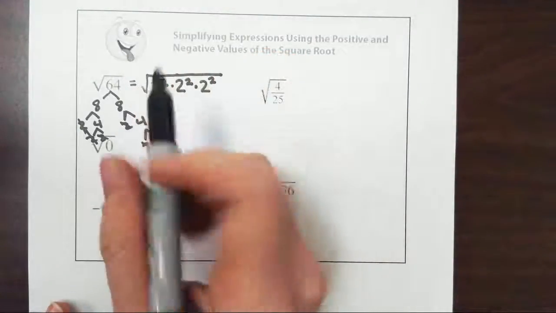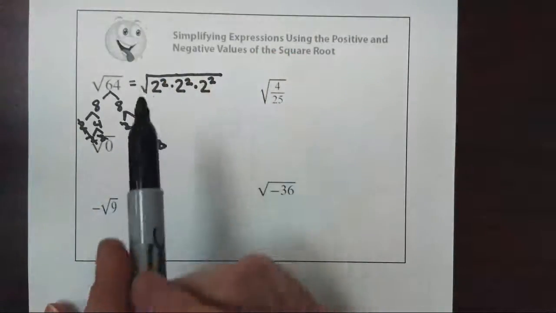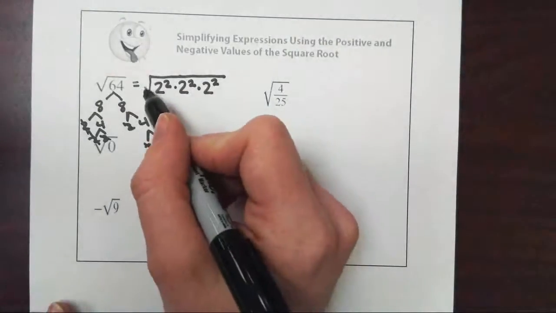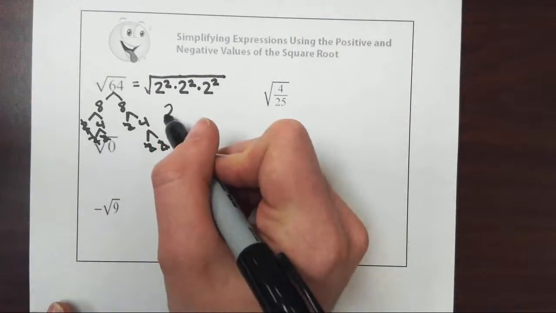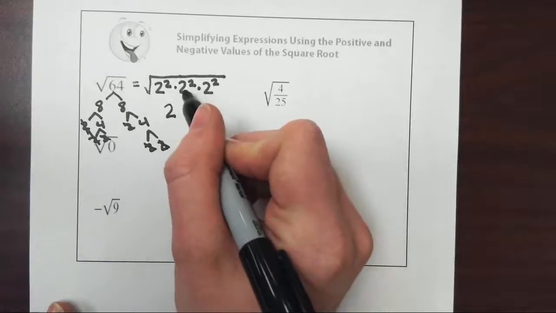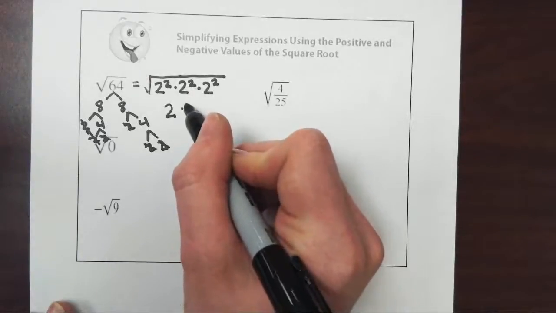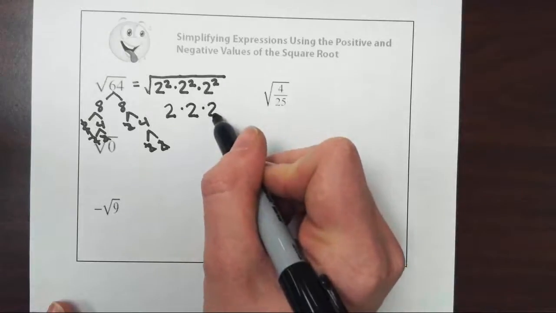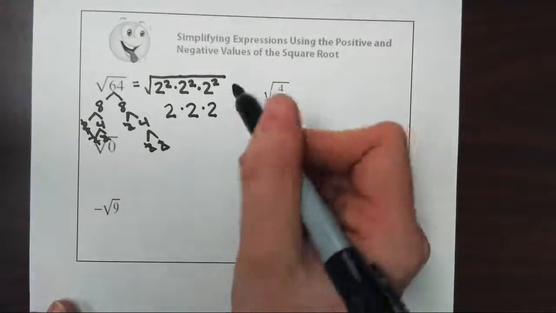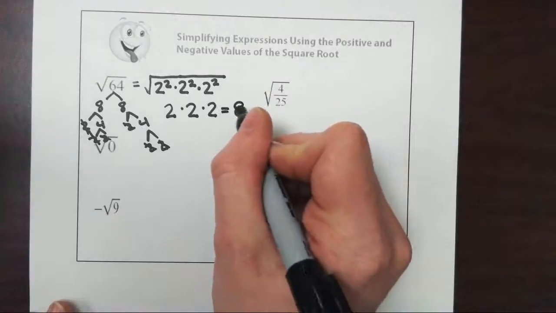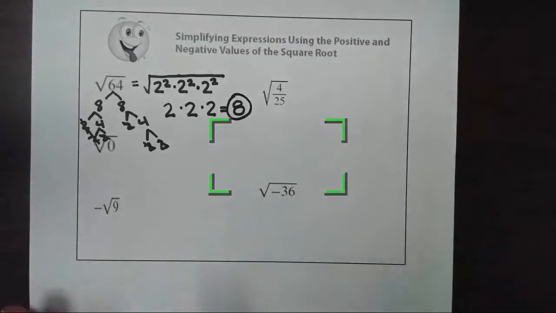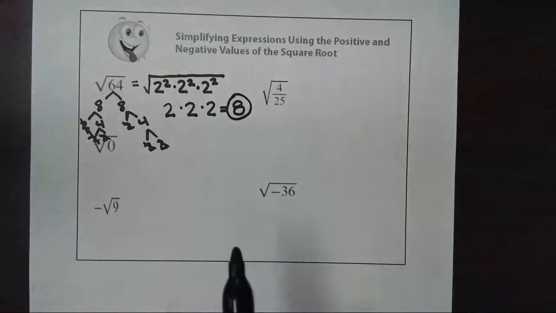Now, if I'm taking the square root of a square number, that means that my square root and my square are canceling each other out. So if I were to take the square root of 2 squared, I would get 2. And then I would take the square root of 2 squared again and get 2. And then take the square root of 2 squared again and get 2. And when I multiply all those things together, I get 8, which is the square root of 64. And that's the principal square root because we didn't include a negative sign.